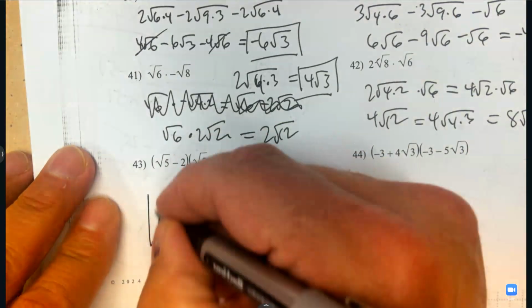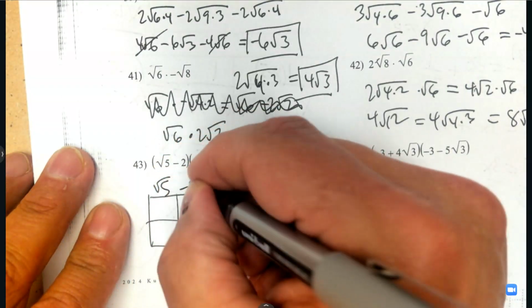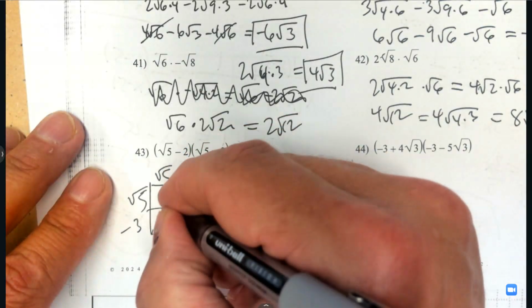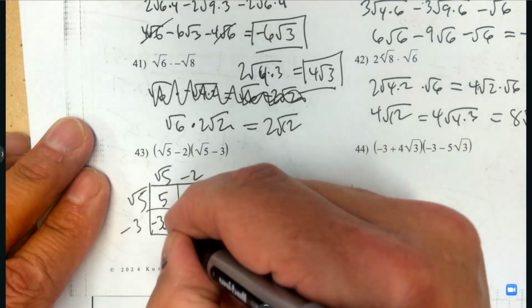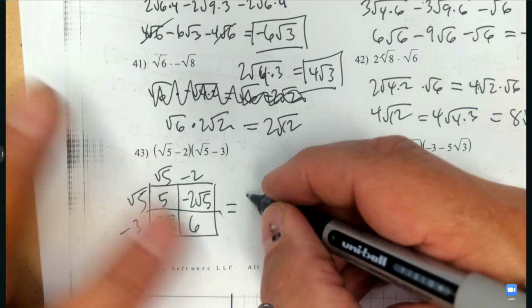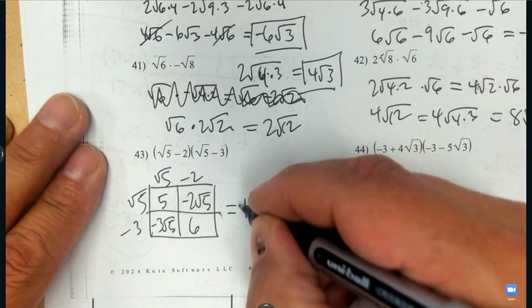This is going to be a FOIL. We're going to multiply it out. Root 5 times root 5 is 5. This is negative 2 root 5, negative 3 root 5, and positive 6. So altogether, 5 plus 6 is 11. Negative 3 and negative 2 is negative 5. And I have my answer.